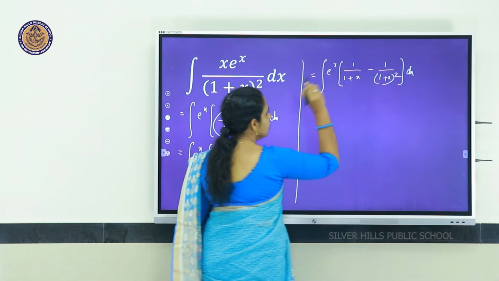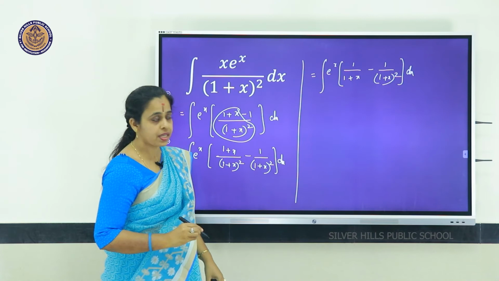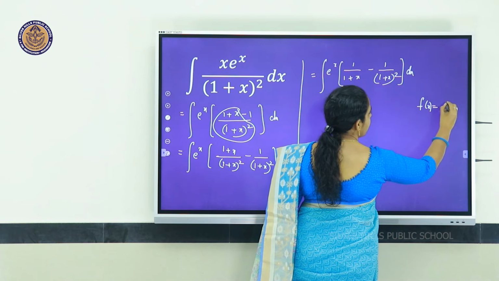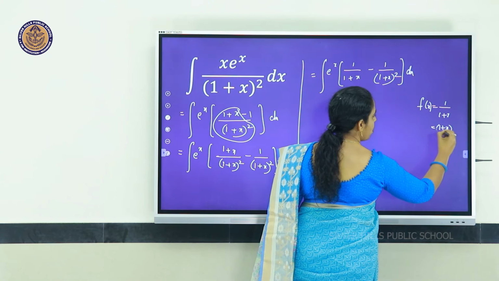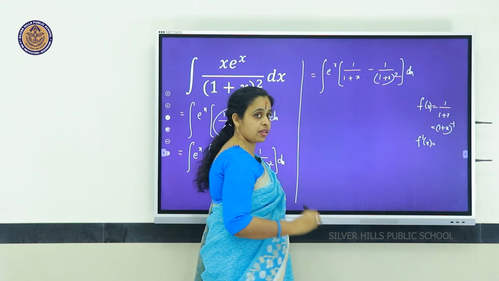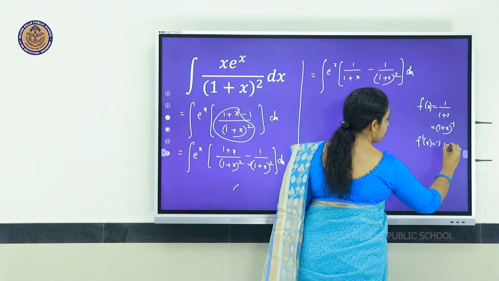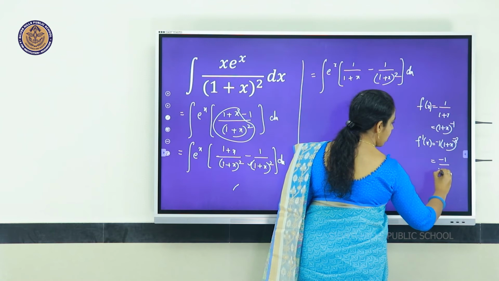Now let us try whether the function and its derivative is seen there or not. F of x equal to 1 by 1 plus x, which is 1 plus x raised to minus 1. What is the derivative f dash x? n x raised to n minus 1, minus 1, 1 plus x raised to minus 2, or it is minus 1 by 1 plus x whole square.